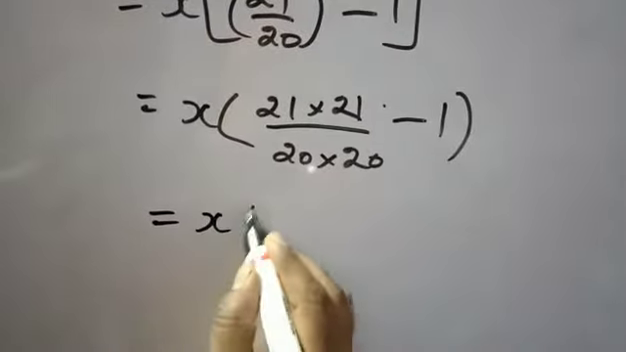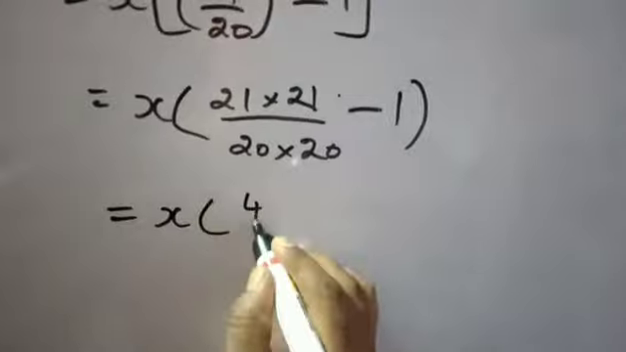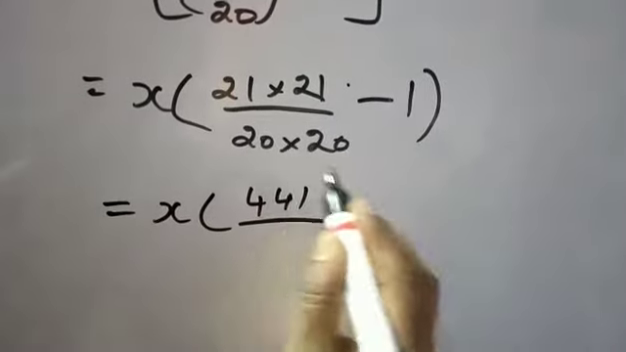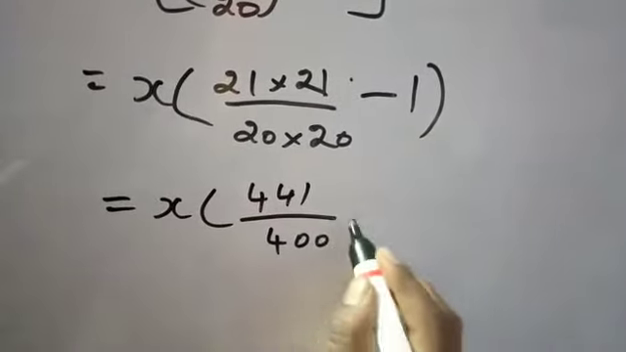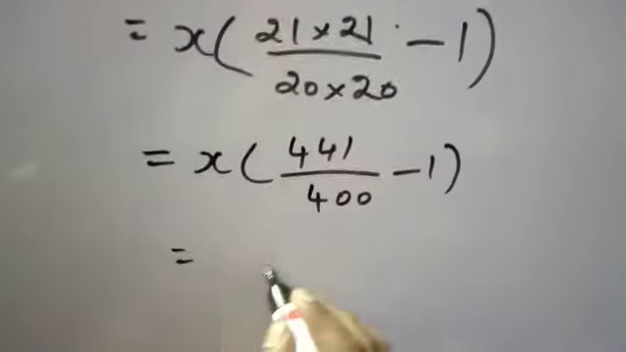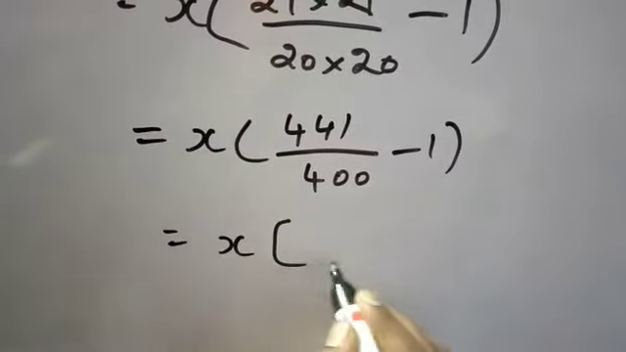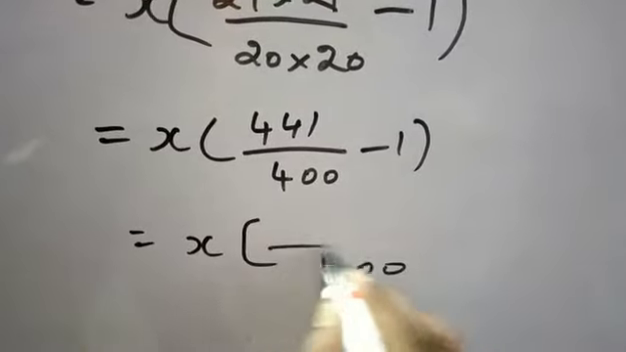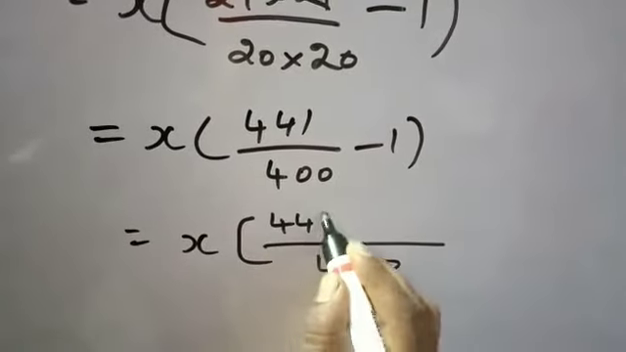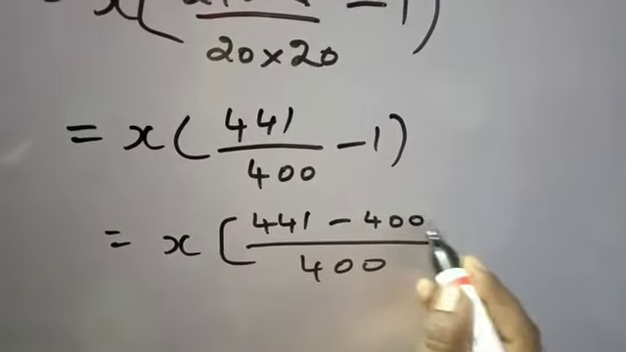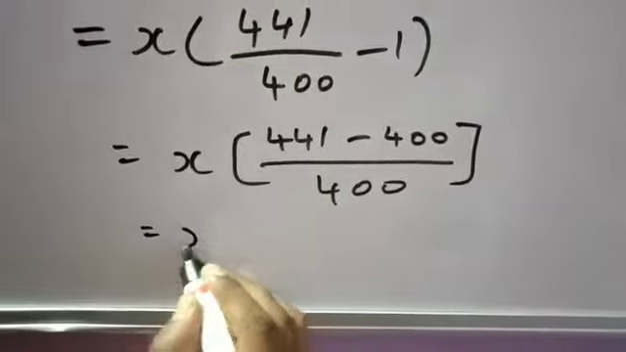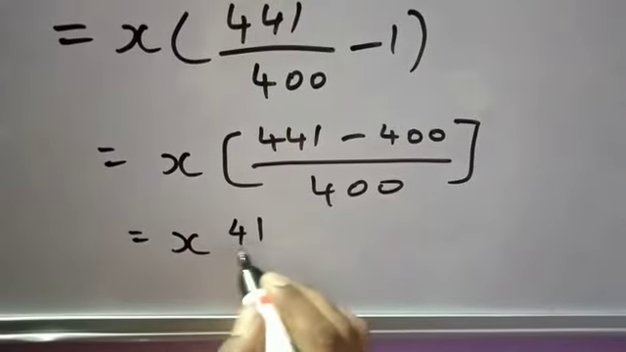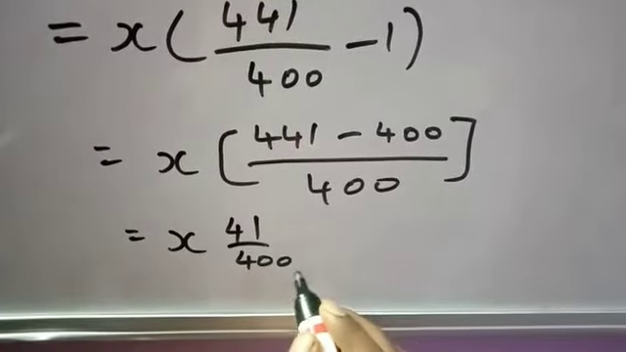Then multiply: x into 21 into 21 is 441 by 20 into 20 is 400, minus 1. So we can take the LCM as 400. So it's 441 minus 400, equal to 41 by 400.